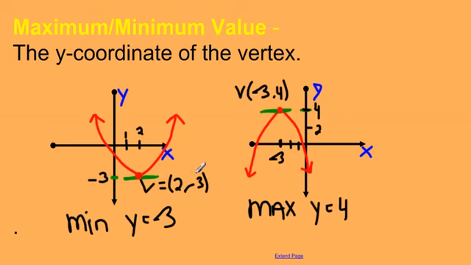So the y-coordinate of the vertex is your max or min value. If the parabola opens up, there's a minimum. If the parabola opens down, there's a maximum.